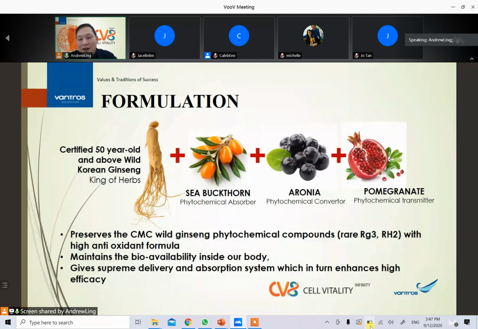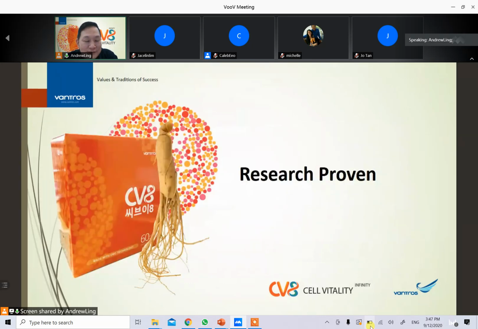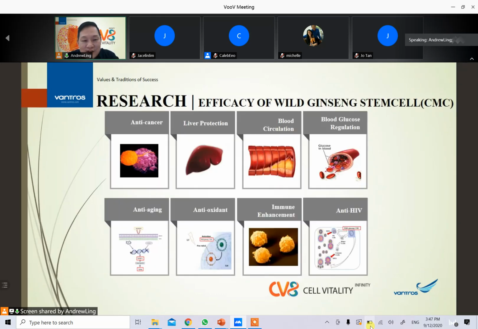Another thing, apart from the formulation, the third uniqueness of this CV8 is the CMC stem cell itself, especially the wild ginseng stem cell, which is research proven, according to published research. This wild Korean ginseng stem cell CMC is very good for functions such as anti-cancer, liver protection, blood circulation, blood glucose regulation, anti-aging, antioxidants, immune enhancement, and even anti-HIV.